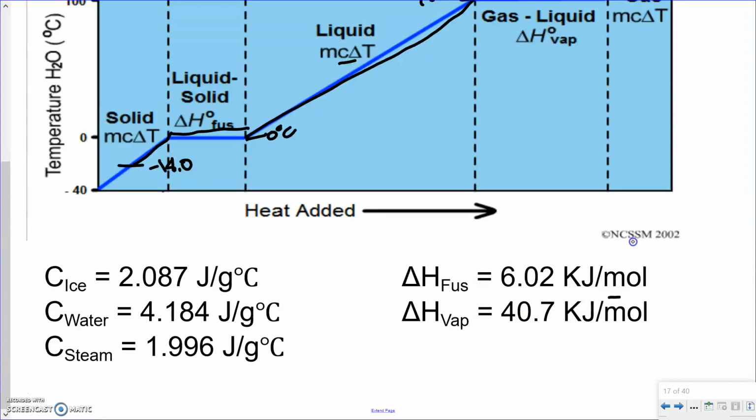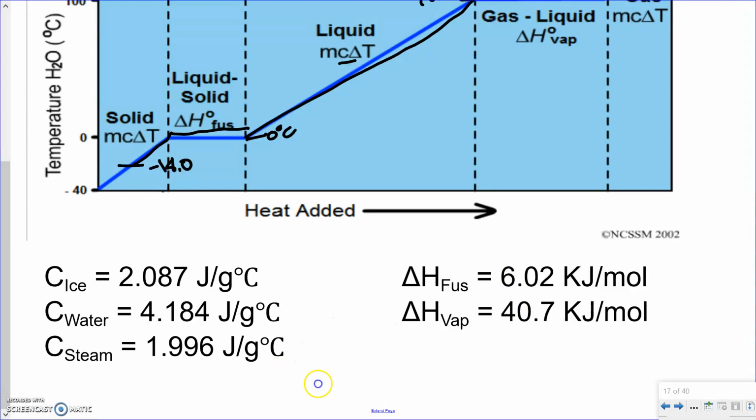Notice the difference in these numbers. It's only about 6 kilojoules per mole to go from a solid to a liquid, but it's 40 kilojoules per mole to go from a liquid to a gas. Why is there such a difference? Again, it comes down to the amount of intermolecular forces that are breaking. At fusion, we're only breaking a few. At vaporization, we're breaking a whole lot. We're breaking all the ones that are left over. So we have a big difference in number there.